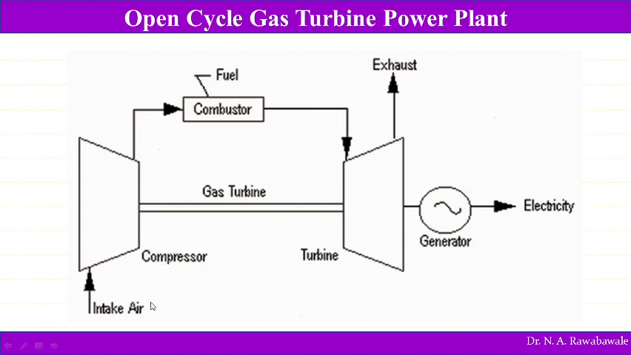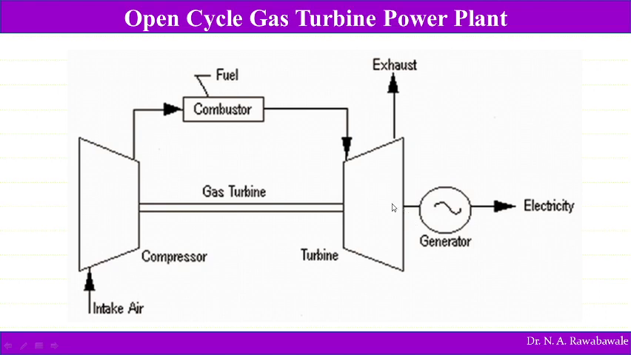Open cycle is nothing but air is supplied into the compressor by filtering it, and then this air is supplied to the combustor or combustion chamber, to which fuel is supplied. The product of combustion is passed into the turbine, and that turbine converts heat energy into mechanical work, and the product of combustion is exhausted into the atmosphere. This is not reused, so that's why it is called an open cycle. These exhaust gases are sent into the atmosphere, therefore it is called an open cycle gas turbine.